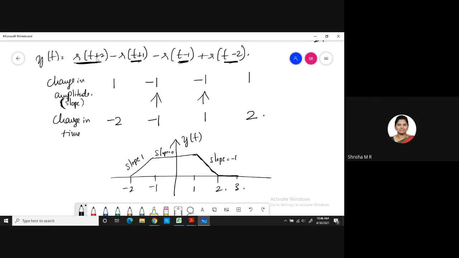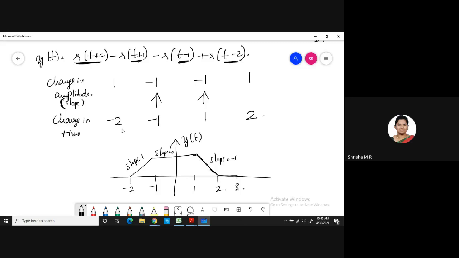Here, don't worry about the signs of the signals. Just write amplitude in one row and change in time in one row. Amplitude here is 1, minus 1, minus 1, and 1. The time instants where these occur are minus 2, r of t plus 1 will start from minus 1, r of t minus 1 will occur at 1, and r of t minus 2 will start from 2. Correct? Understood till here? Yes, ma'am.